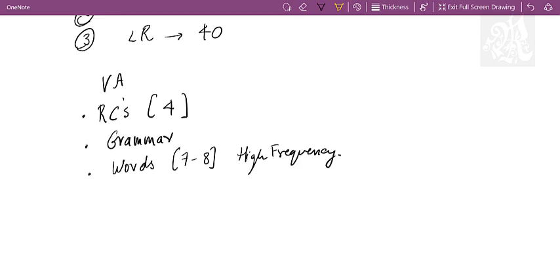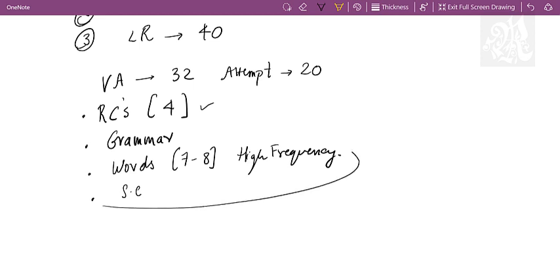Sometimes you may also expect questions on sentence correction and other things, for a total of 32 questions. The ideal attempt here should be around 20 questions, not more than that. How do you attempt this? You may choose to attempt 2 RCs, but before that you must focus on these things, because they will solve much faster, and you can have a higher accuracy here than in RC.